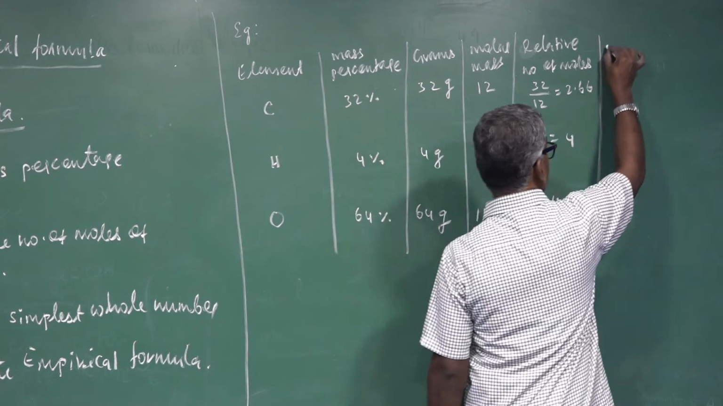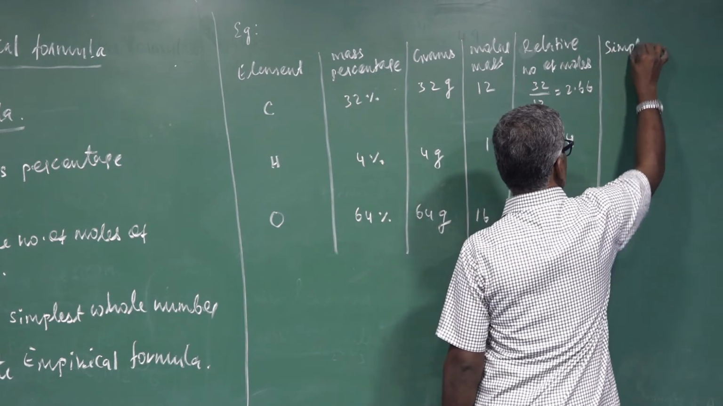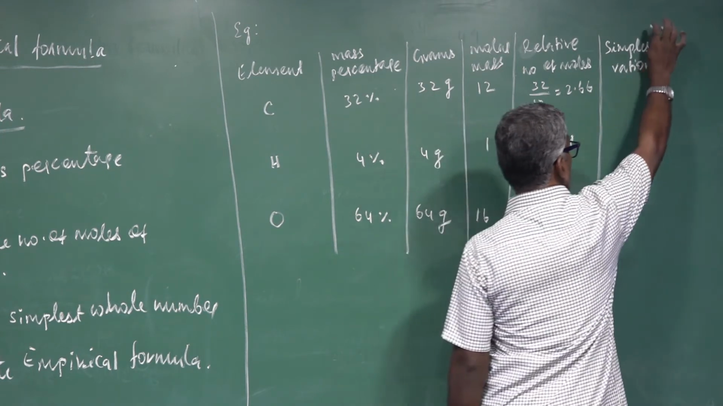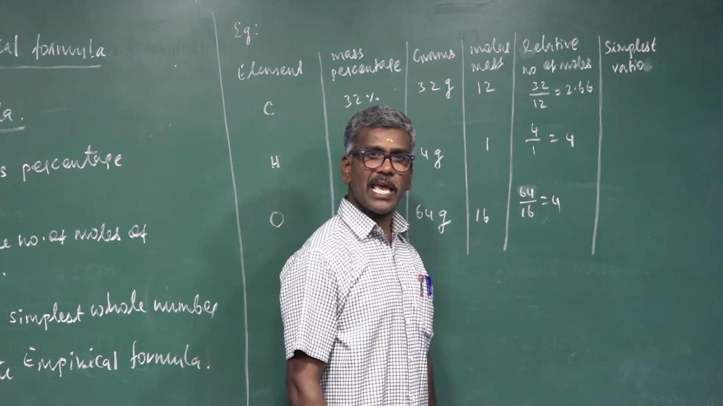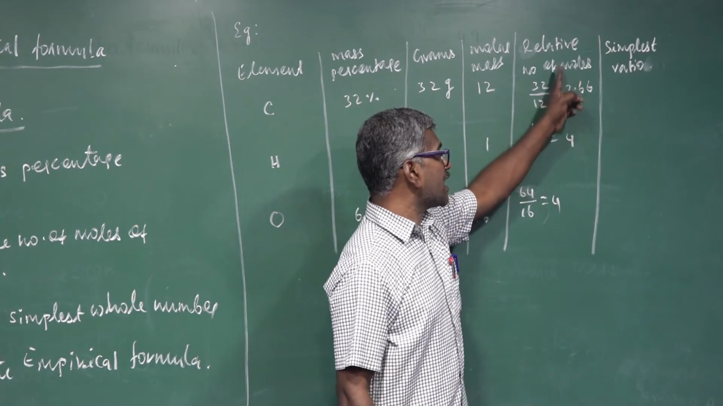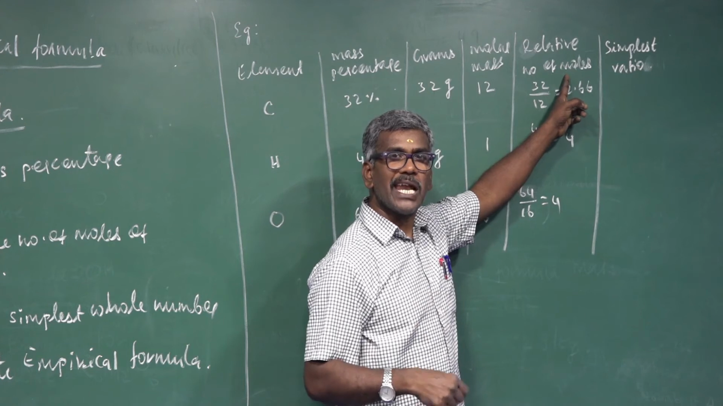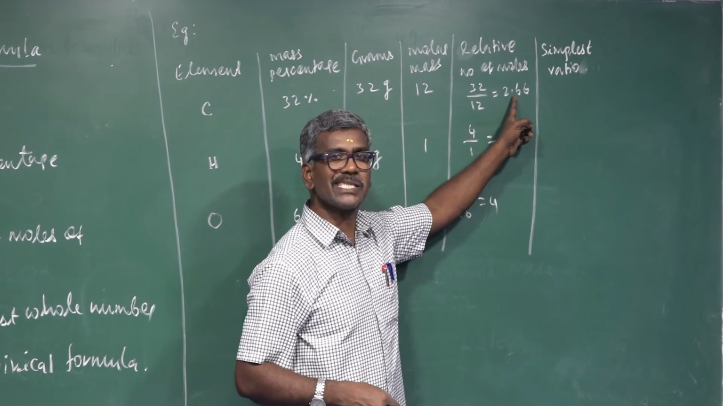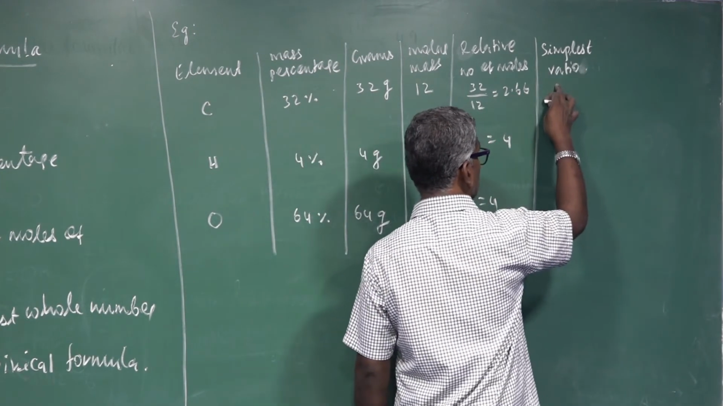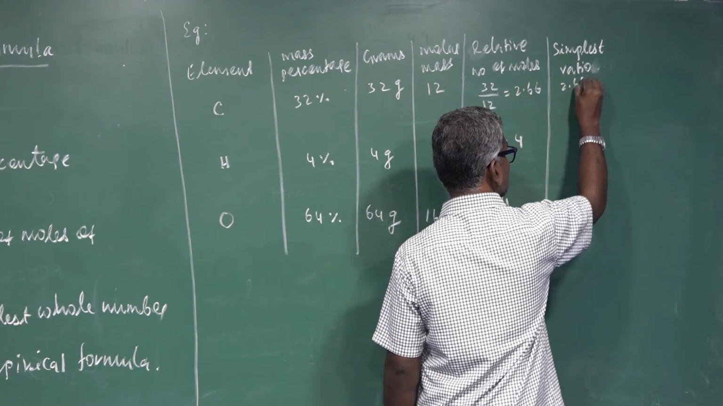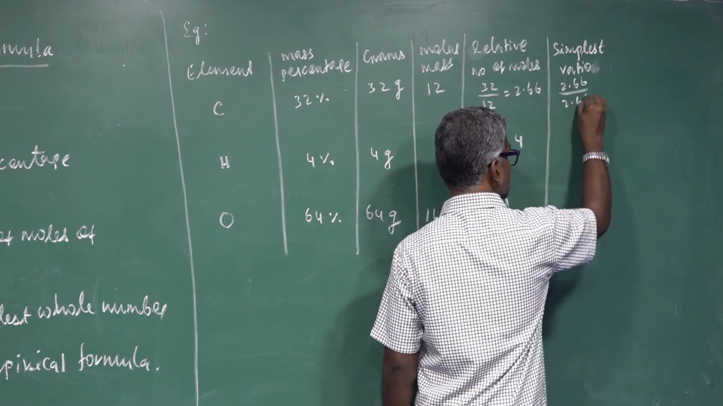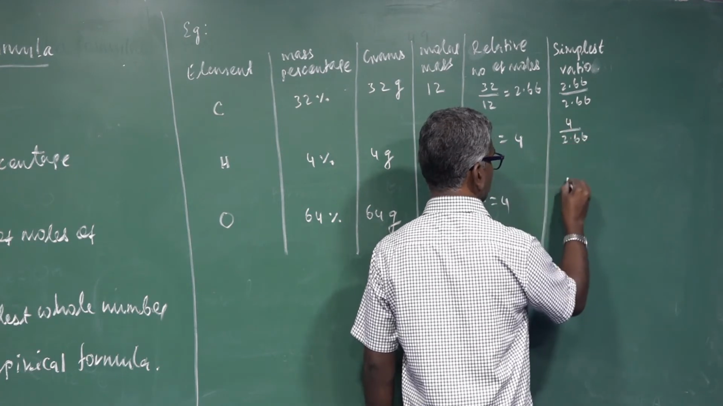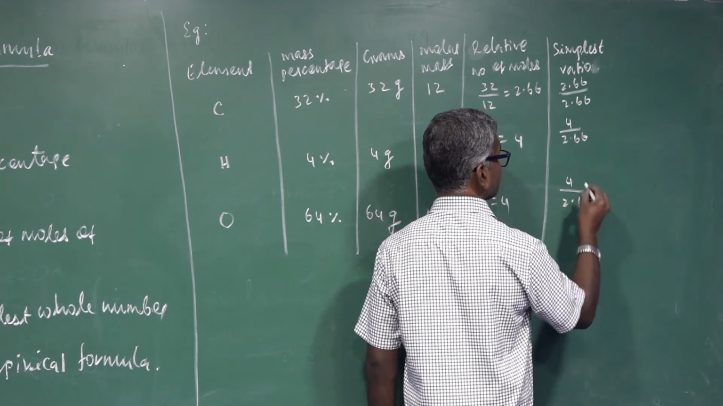Next, simplest ratio. Simplest ratio is obtained by dividing the relative number of moles by the least value. Here 2.66, 4, 4. 2.66 is the least value. So what is the simplest ratio? 2.66 divided by 2.66, 4 divided by 2.66, and 4 divided by 2.66.